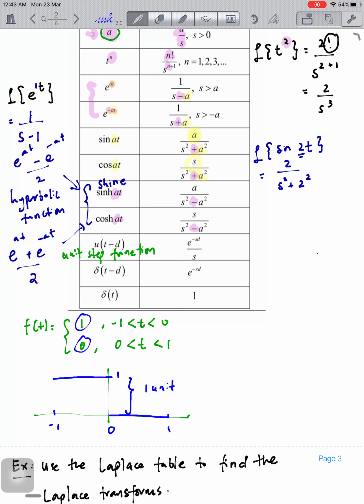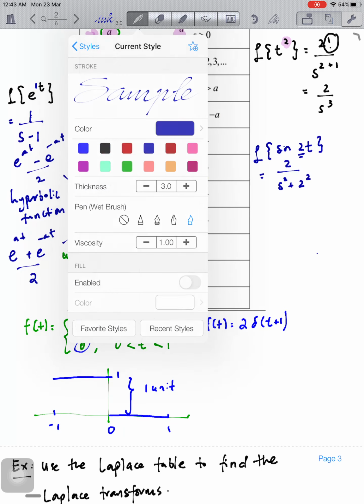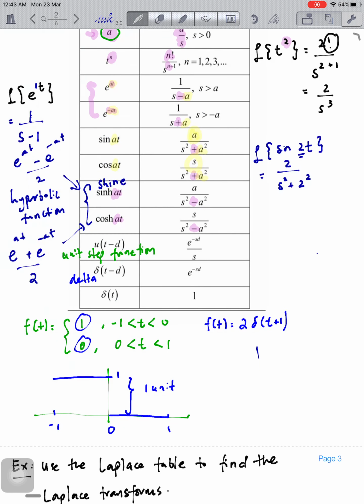Alright, so then next we have this function right here. It's called a delta function. Okay, let me show you an example of a delta function. How does it look in terms of the function? It's going to look something like this. For example, I have 2 delta of t plus 1. The delta function is very important, especially in electrical engineering, because mostly it is used to model signals. So that is the application of the delta function. And if I were to sketch it, it's going to look something like this.